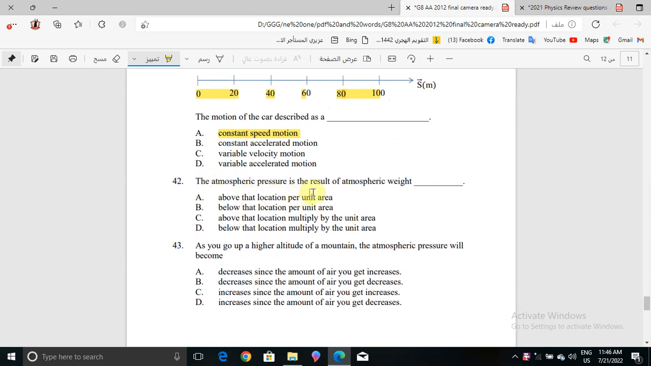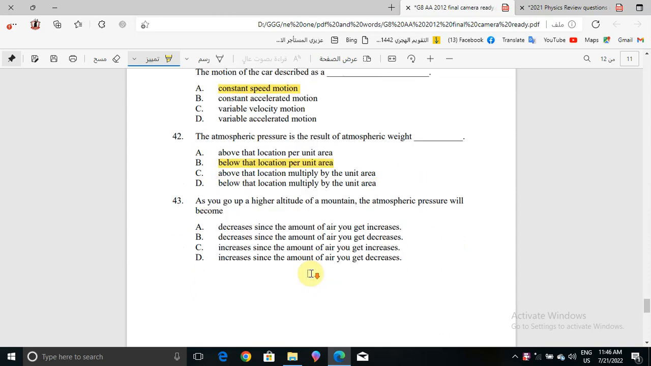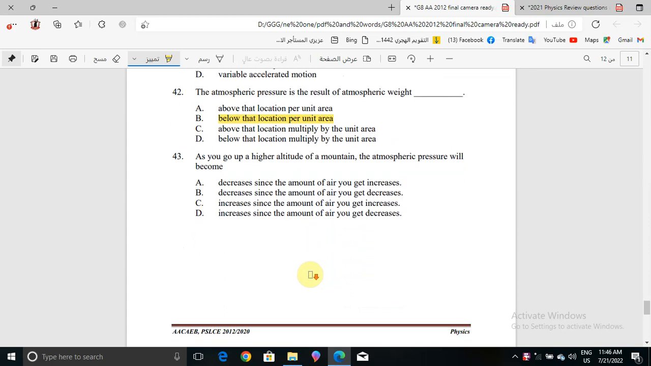The atmospheric pressure is the result of atmospheric weight above the location per unit area, or below the location per unit area. Yes, below the location per unit area. Okay, now question number 43. As you go up to a higher altitude of a mountain, the atmospheric pressure will become what? Decrease, since the amount of air decreases. This is the correct answer for question number 43.